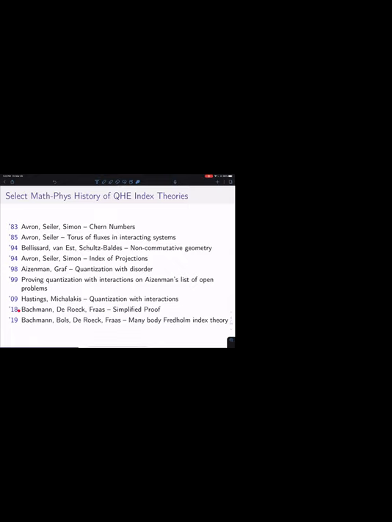So to correct the situation, we wrote a paper that doesn't have anything new. It just tries to present the proof in a simplified way. And it may be good, if you want to read this Hastings-Michalakis paper, as an introduction to that paper. Michalakis also wrote lots of popular pieces about this work, so there are lots of popular articles. Lately, even Hastings joined and wrote his version of the history of this article that is on arXiv. Okay, and then a year later, we developed a general many-body Fredholm index theory, of which proving the quantization of Hall conductance is just a particular example.